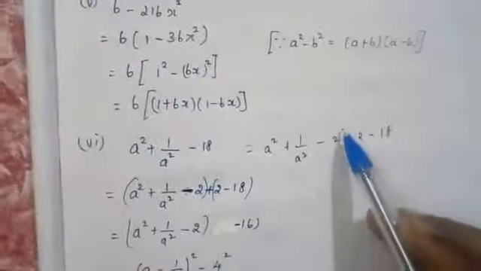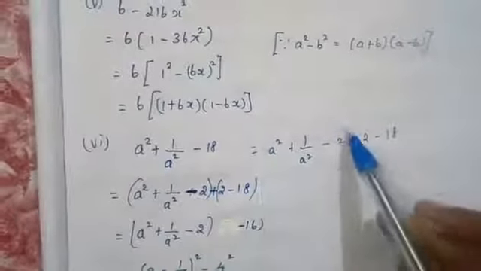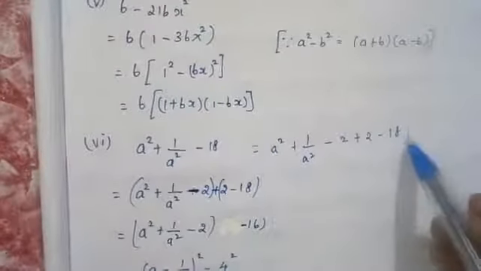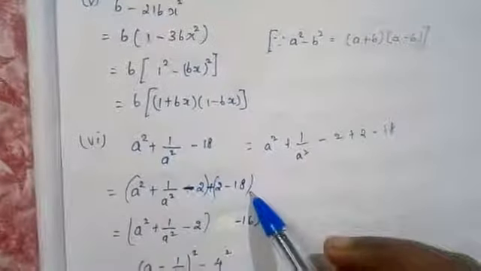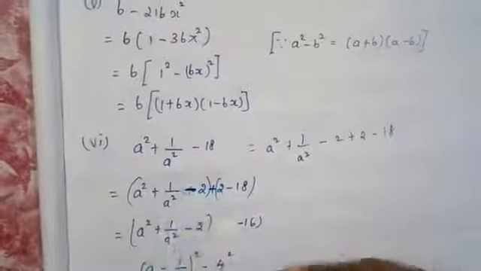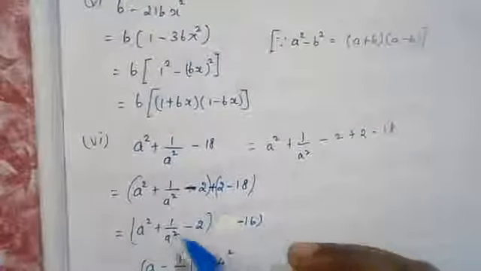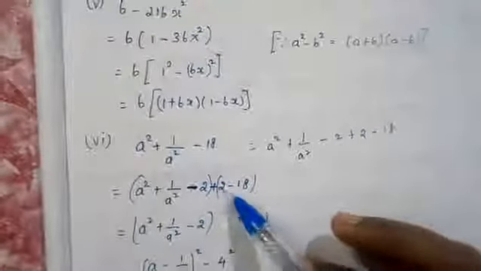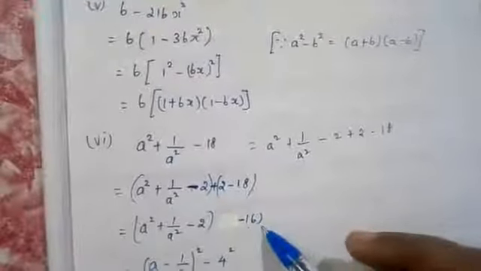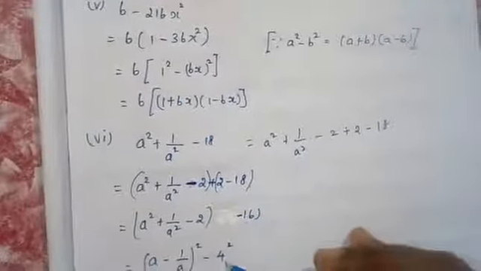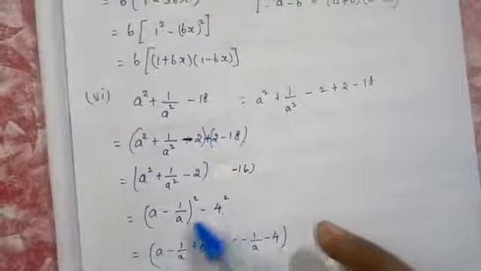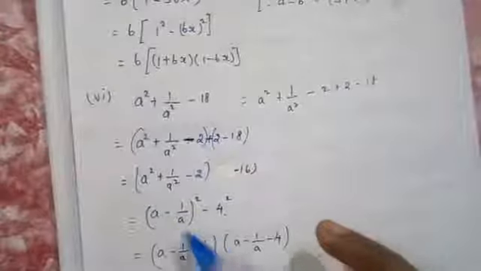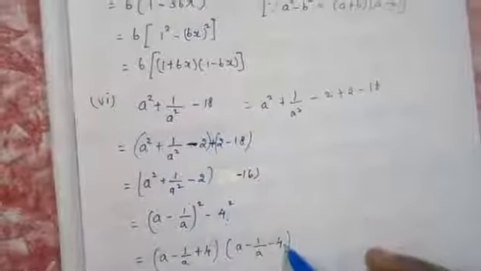Now you have to make groups. The first 3 terms form one group, and the last 2 terms form another group, with brackets. So now it becomes a minus 1 by a whole square formula. Here 2 minus 18 is minus 16, which is in the form minus 4 square. So it is a square minus b square, a plus b, a minus b: a minus 1 by a plus 4, a minus 1 by a minus 4.